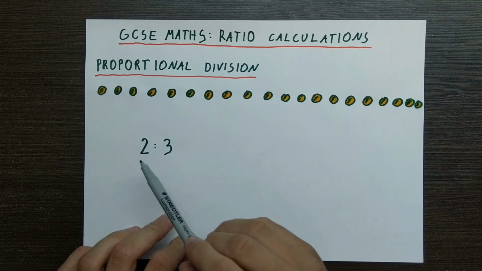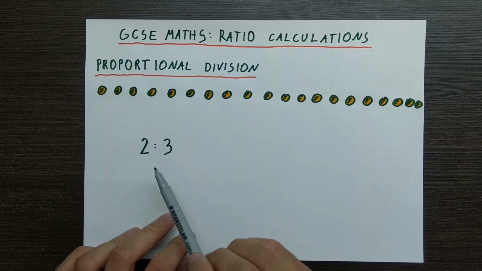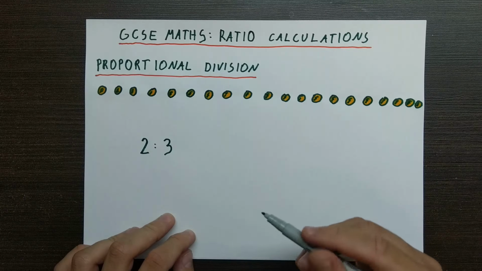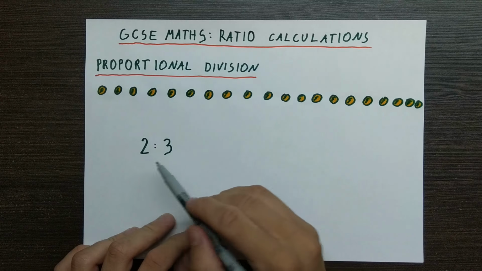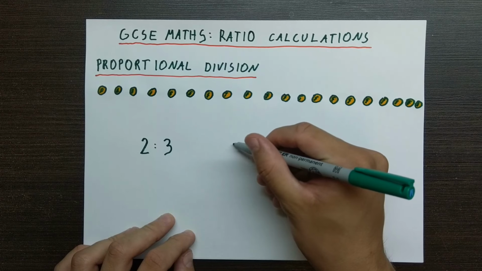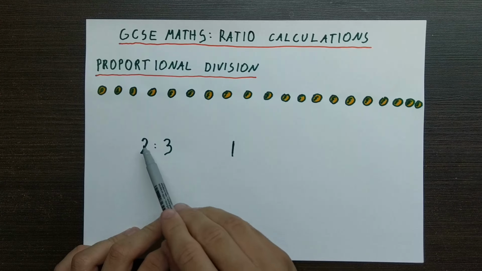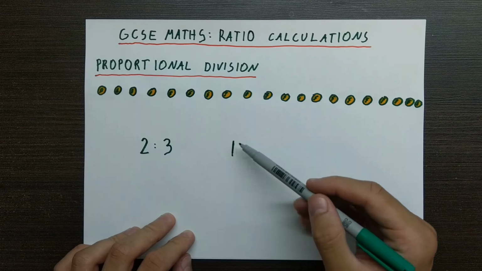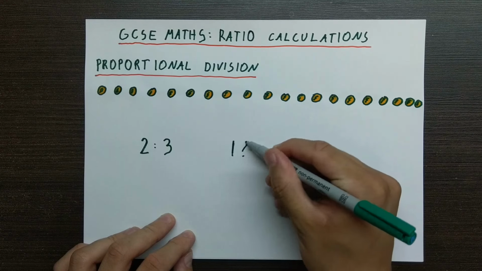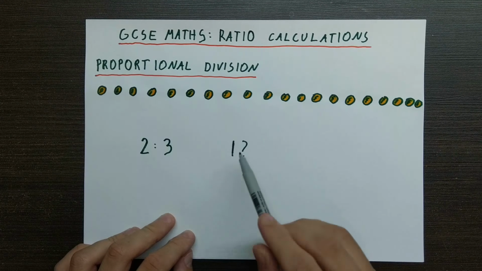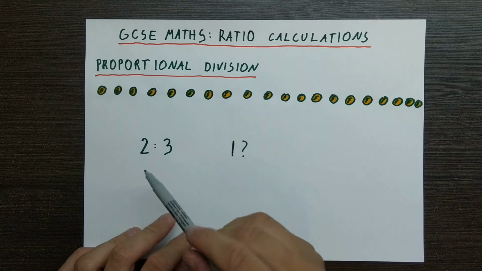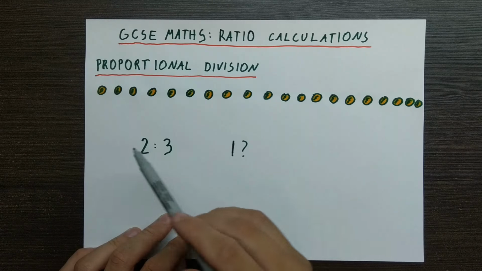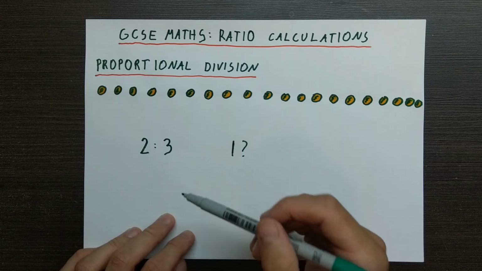Well, we know that the thieves split it between themselves in a 2-to-3 ratio. What we need to know is what 1 means in those ratios, essentially. Because that means this thief gets 2 parts, this thief gets 3 parts. But what is 1 part equal to? That's the first thing we need to work out. We do this by adding these two up, so we get the total number of parts.